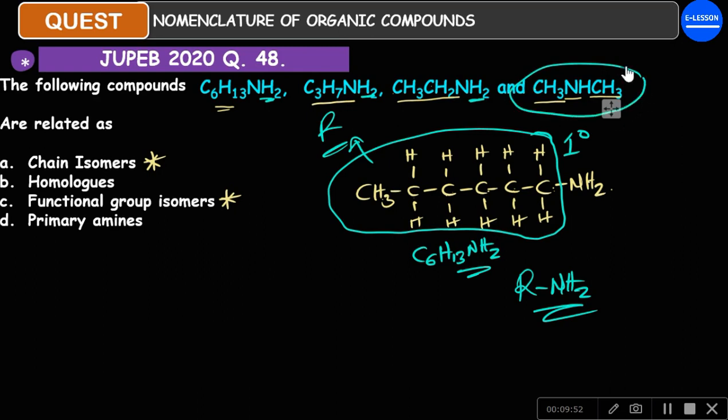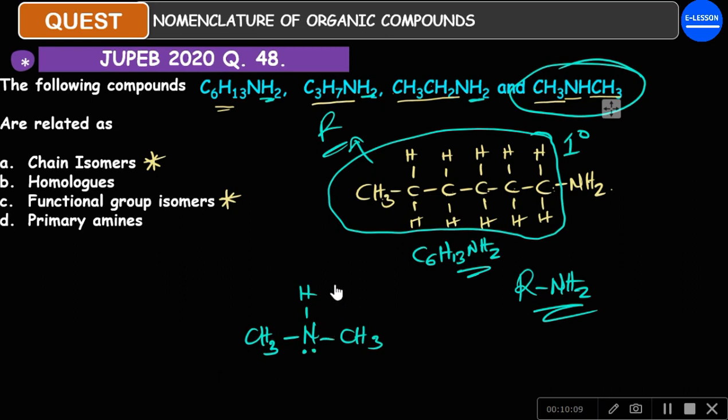But when you come to this one, is this a primary amine? Now look at this very well. This is having just one hydrogen attached. So it means you have two alkyl groups. That's the meaning of that. One CH3 is to this side, the other CH3 is to this side. Of course, you have the lone pair of electrons here.